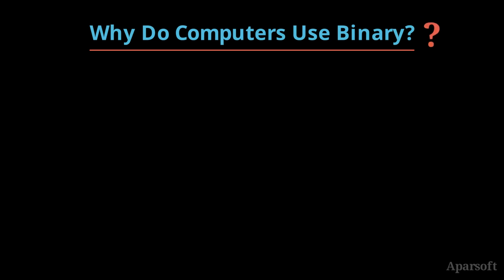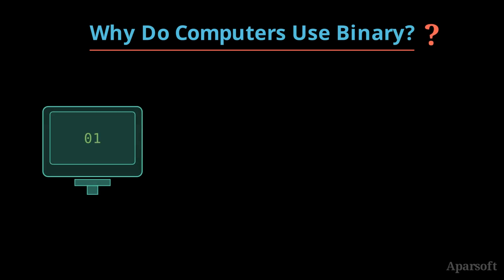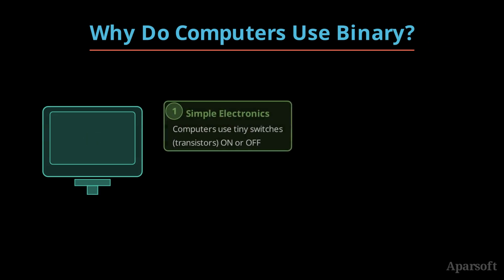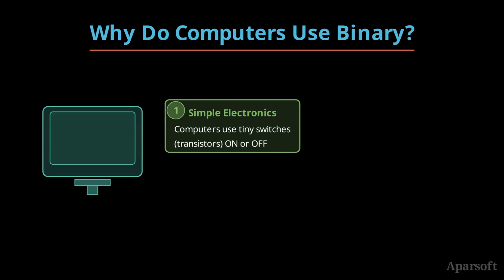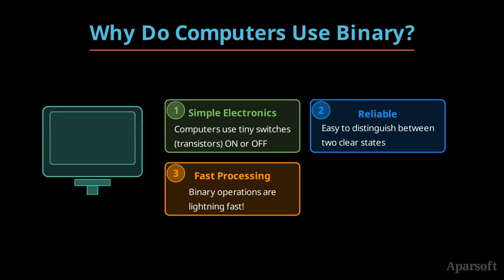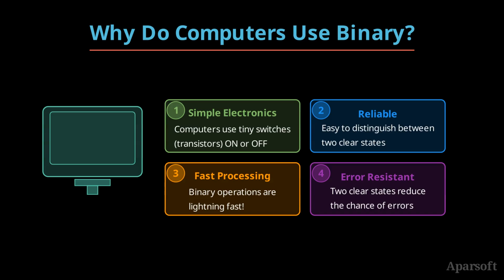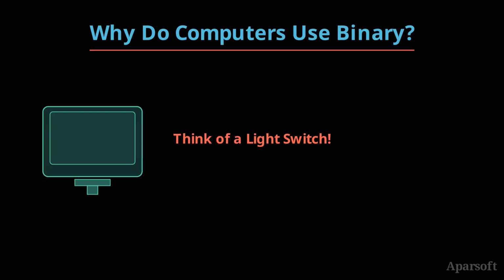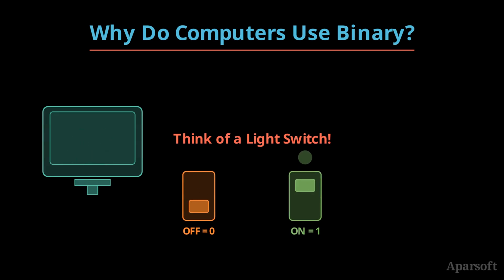But wait, why do computers use binary? Why not use our familiar decimal system with 10 digits? Great question. First, computers use billions of tiny switches called transistors. Each transistor can only be on or off, perfect for binary. Second, having just 2 states makes the system extremely reliable. Third, binary operations are lightning fast for electronic circuits. And fourth, with only 2 clear states, there's less chance of errors. Imagine a light switch in your room. It can only be on or off. Billions of these tiny switches working together is how your computer thinks.